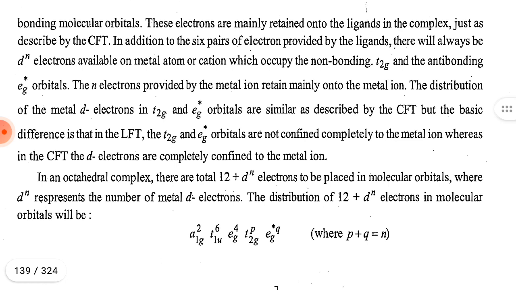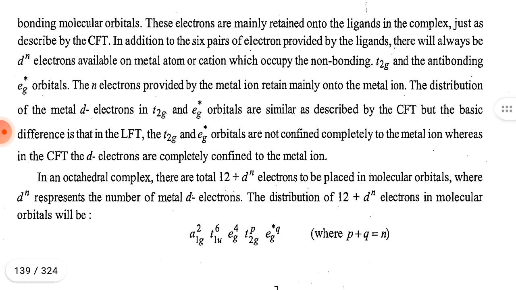These electrons are mainly retained onto the ligand in the complex, just as described by crystal field theory (CFT). In addition to the 6 pairs of electrons provided by the ligand, there will always be d^n electrons available on the metal atom or cation, which occupy the non-bonding t2g and anti-bonding eg* orbitals. The d^n electrons provided by the metal ion are retained mainly on the metal ion.